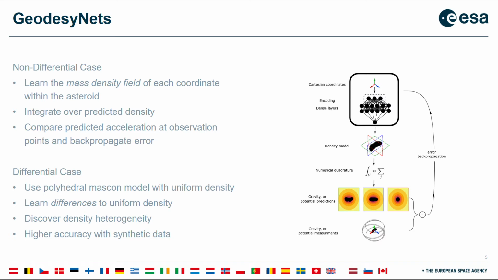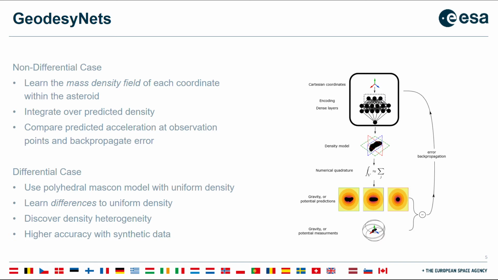And this, after suitable learning, will then result in a network that predicts a density model which is consistent with your potential or acceleration measurements of the gravitational field. Of course, since the gravitational inversion problem is underspecified, this will be one of several possible density models which are consistent with observations.